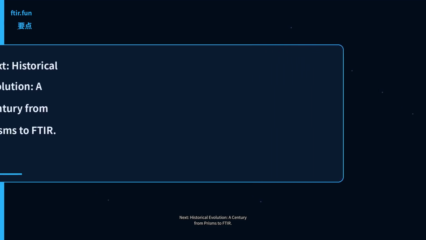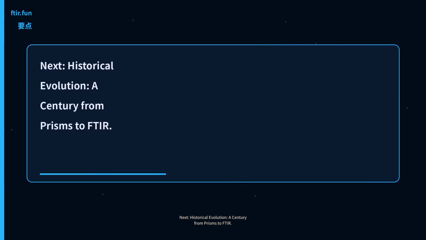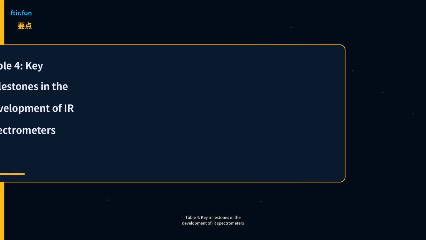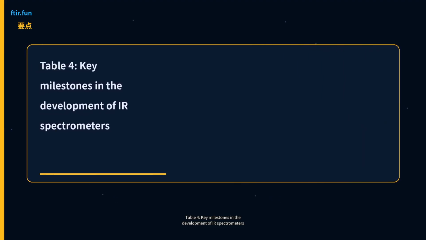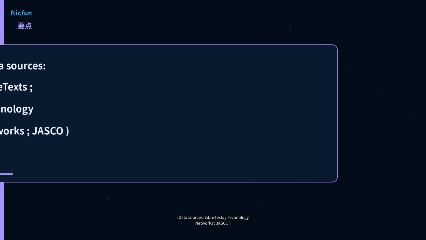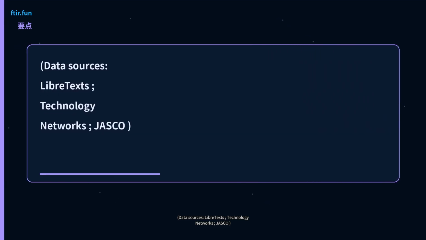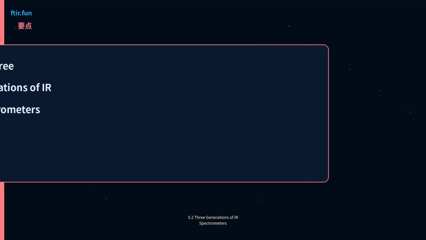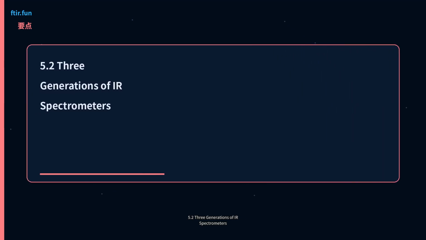Next, historical evolution: a century from prisms to FTIR. Table 4: key milestones in the development of IR spectrometers. Data sources: Lab literature, Jacquinot, Jasco. 5.2 Three generations of IR spectrometers.